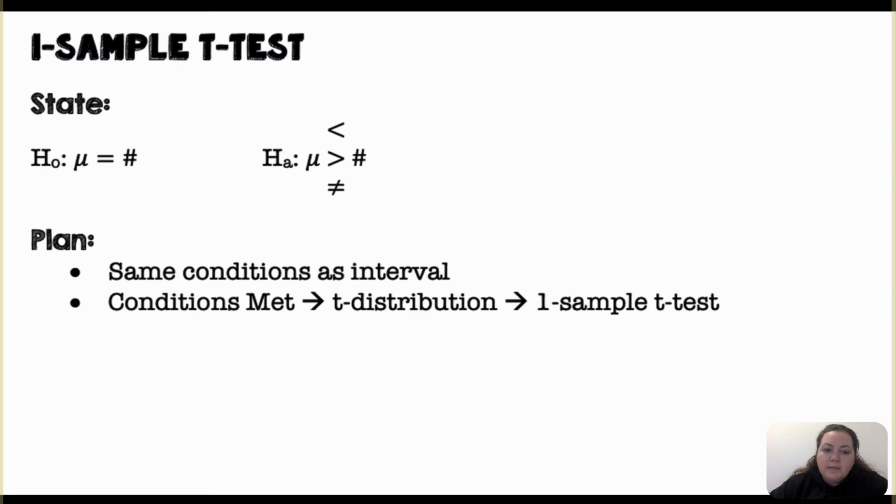All right, a 1 sample t-test. So for the state section, we need to define our parameter and then also include our null and alternative hypothesis. Our null hypothesis is always going to be mu equals whatever number, and the alternative will be mu is either less than, greater than, or not equal to that same number. All right, same conditions as our interval. If our conditions are met, we're going to use a t-distribution and do a 1 sample t-test.